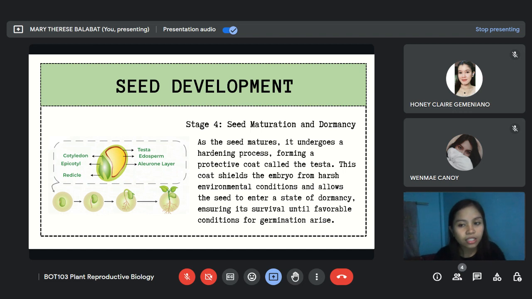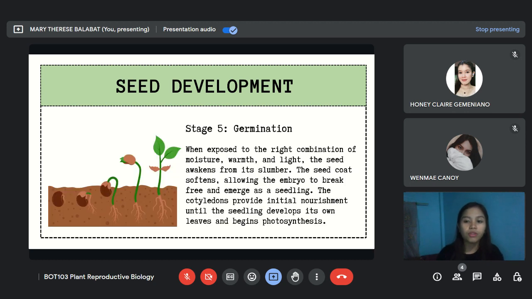So the last stage, which is seedling development: the young seedling continues to grow and mature, eventually transforming into a fully functional plant, capable of reproduction and perpetuating the cycle of life. So the process of germination and seedling development is a marvel of nature, showcasing the remarkable resilience and potential for life hidden within a tiny seed.